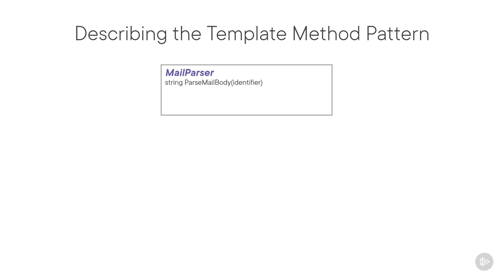What we can do is create an abstract base class with a template method on it. That template method, parseMailBody, accepting an identifier, calls the other three methods in a certain order. The other three methods are thus also defined on this abstract class.